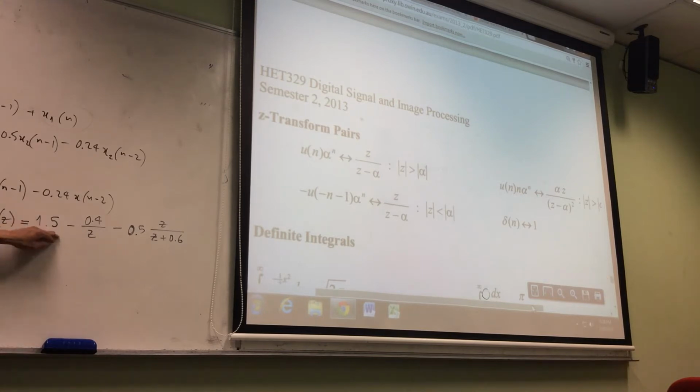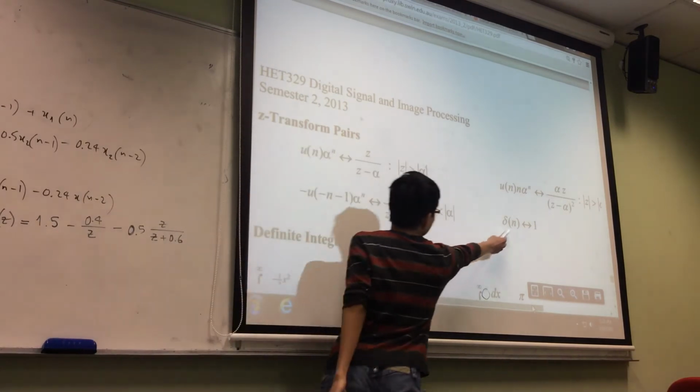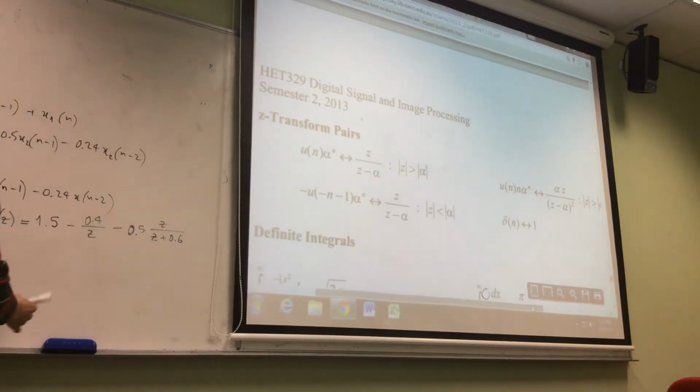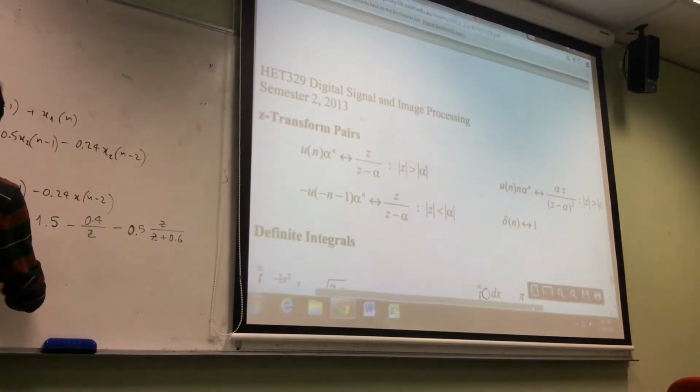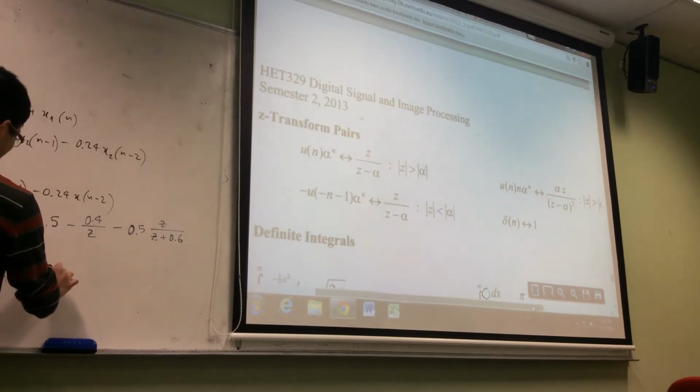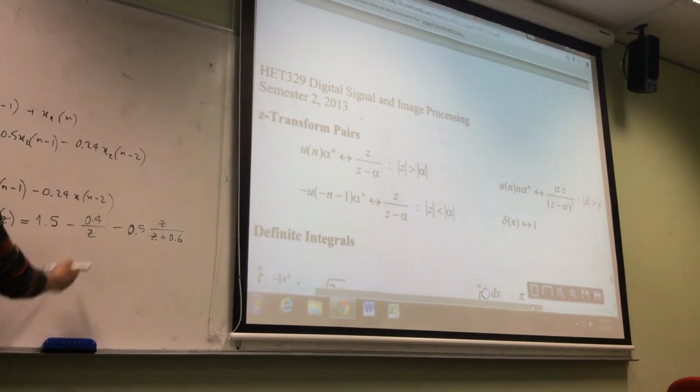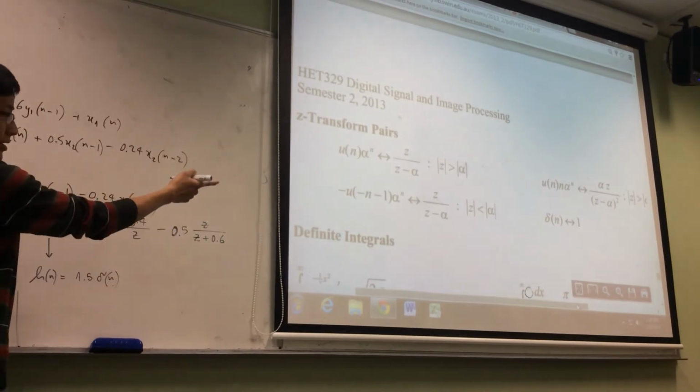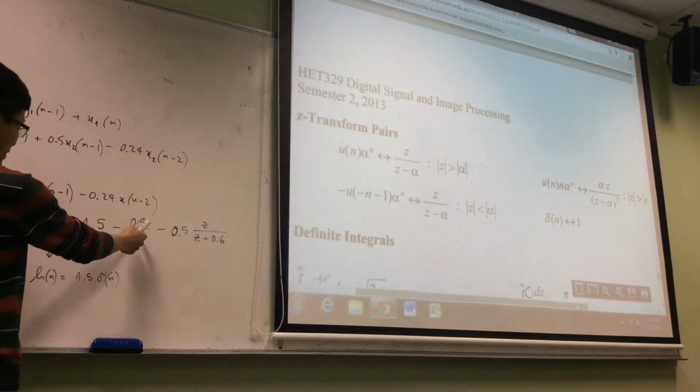First one, which one? The first one, it's constant. Constant here, right? 1, yeah. The other function is 1, so 1.5 gives you 1.5 times the other function. Yep. How about 0.4 over z? Is there anyone like that? 0.4 over z.